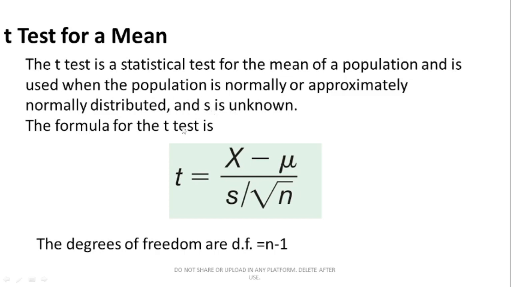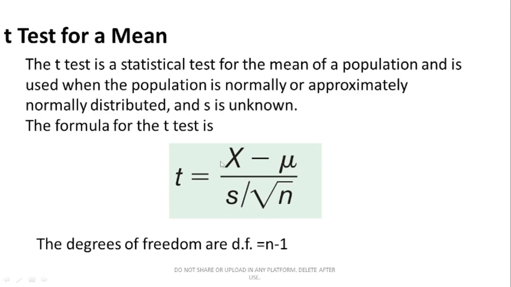The formula for the t-test is: t is equal to the sample mean minus the population mean, all over the sample standard deviation over the square root of n. The formula for the t-test is somewhat similar to the formula of the z-test.